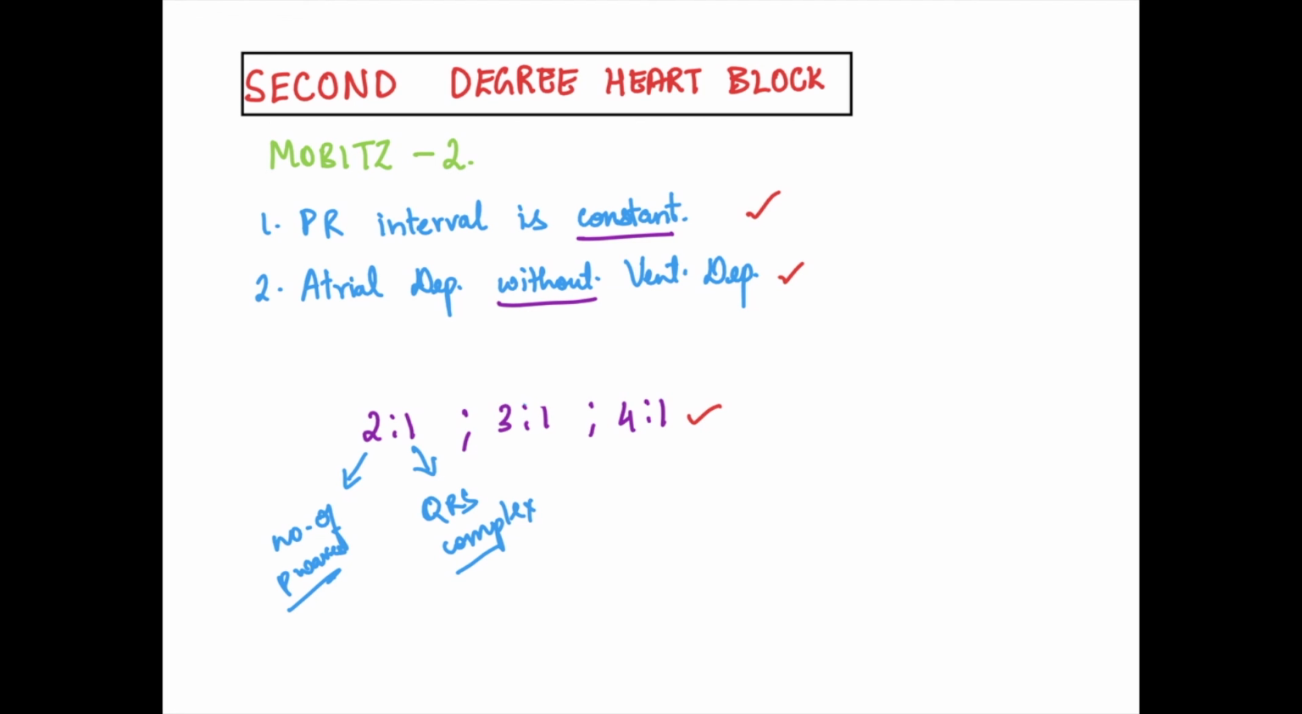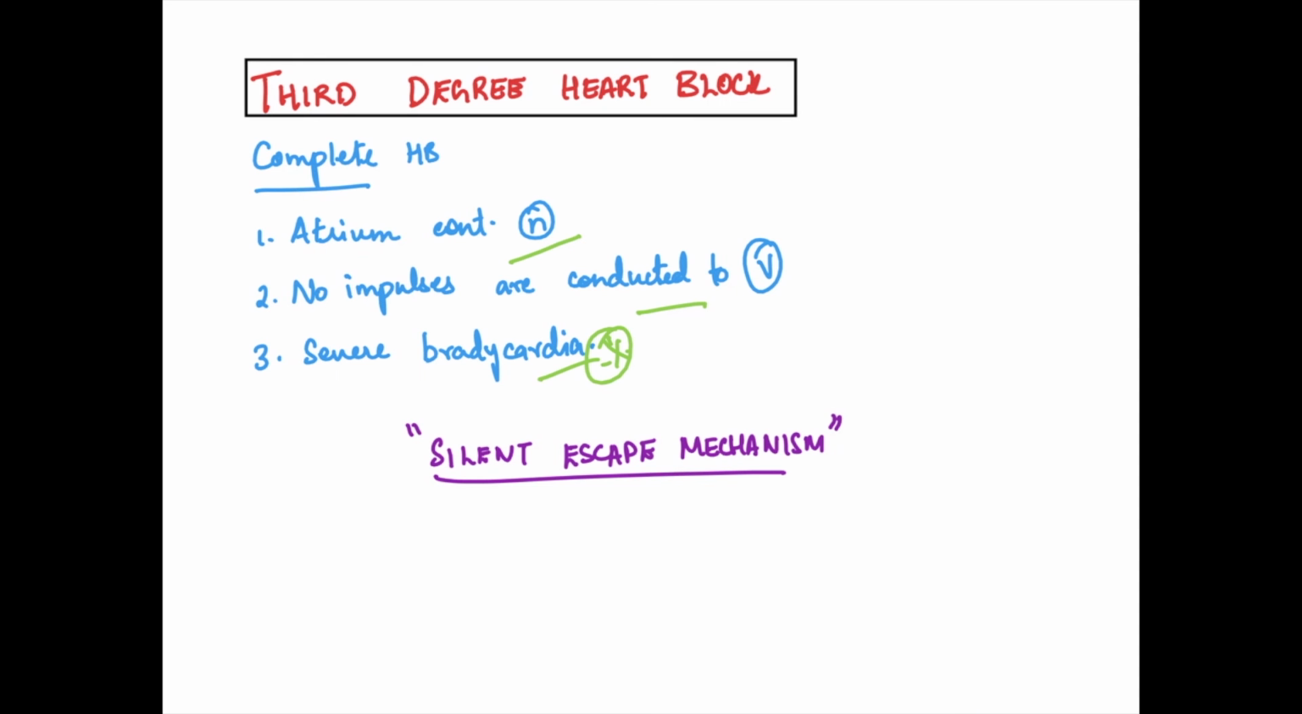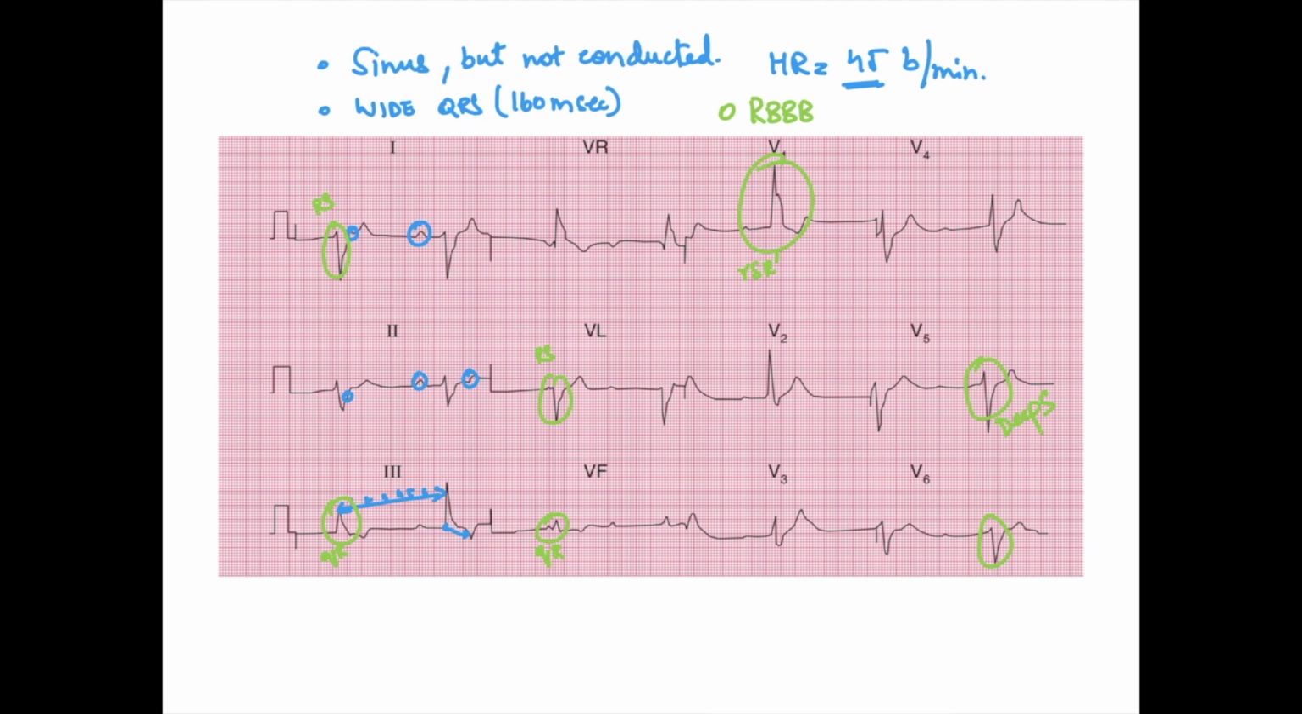And at last we come to third degree heart block. Yes, the atrial rate remains constant here. There is severe bradycardia and the ventricles are driven by a mechanism called the silent escape mechanism. And the last one: whenever you get a third degree heart block ECG, do look for signs of bundle branch block. Yes, that's so important.